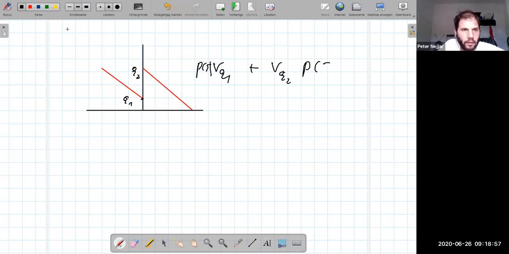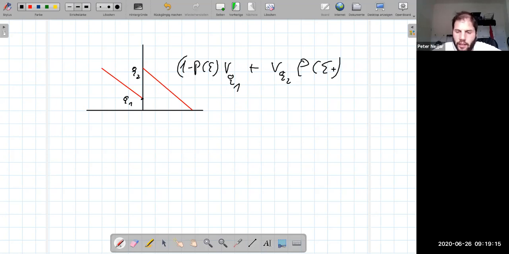Oops. So it should be 1 minus p of psi times nu rho1 times this times p of psi. So that is what is to be expected. But I think that not even for ASEP this is known. For TASEP this is known.